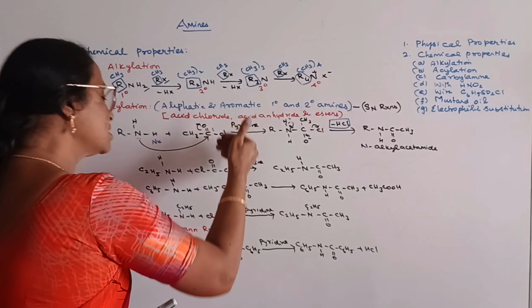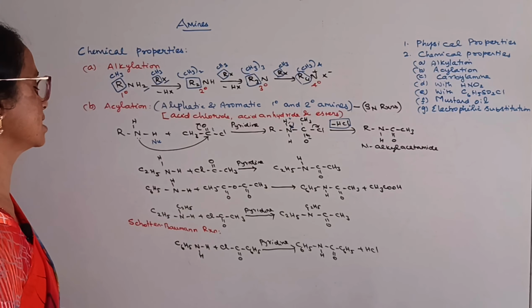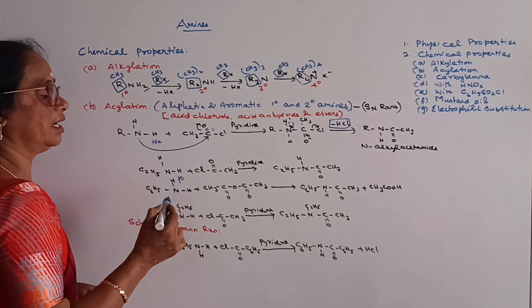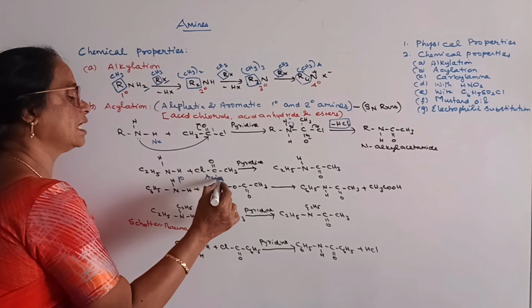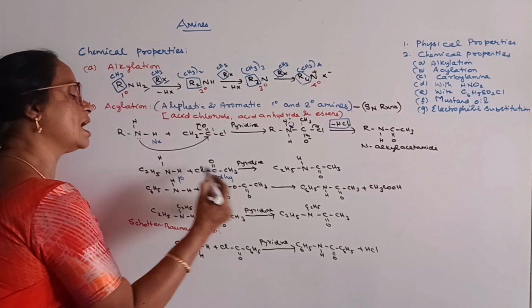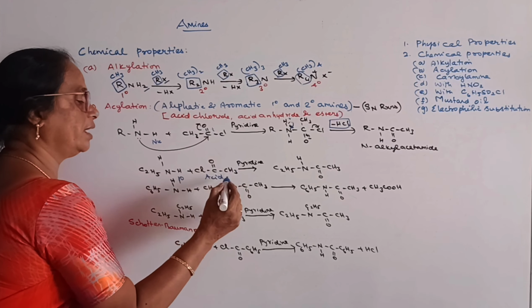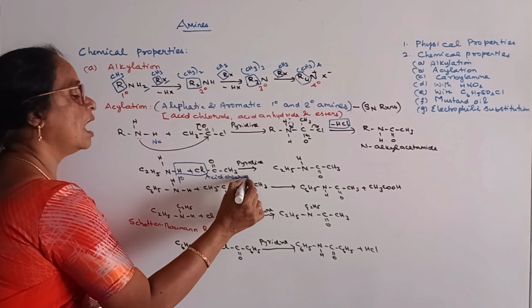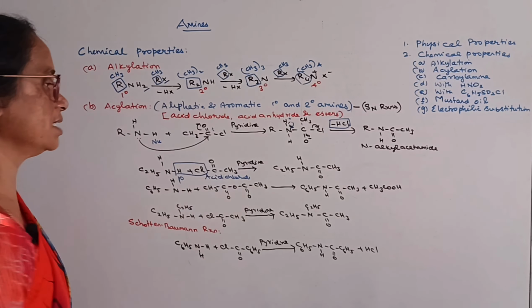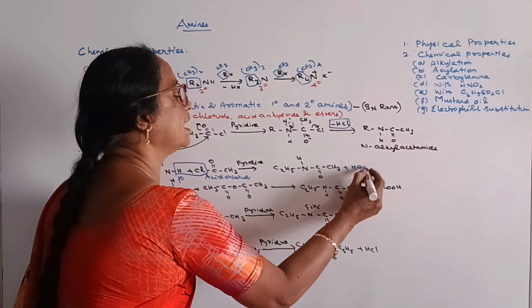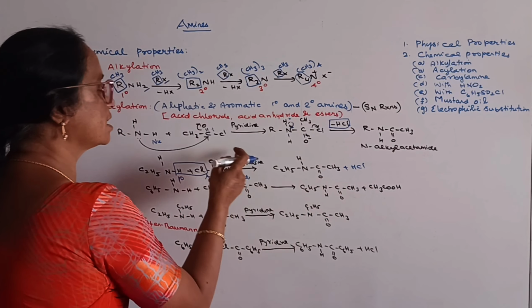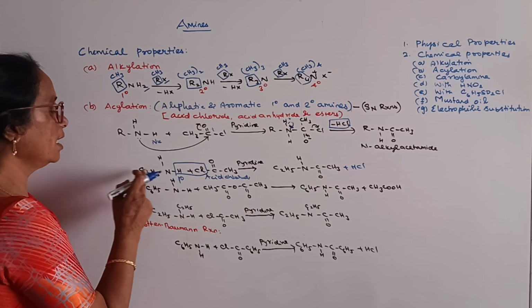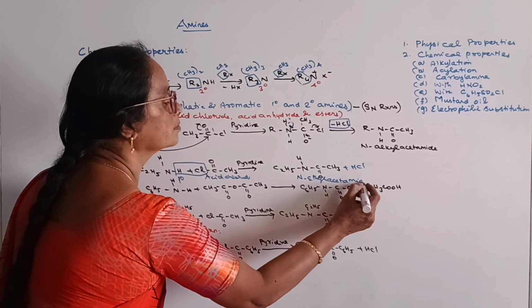So let us find some examples for this reaction. If I take ethylamine, this is a primary amine. When it reacts with ethanoyl chloride, or you can say acetyl chloride, a molecule of hydrogen chloride is removed in the presence of base. So I can write plus HCl. This HCl is neutralized by pyridine. So I am getting N-ethyl acetamide.